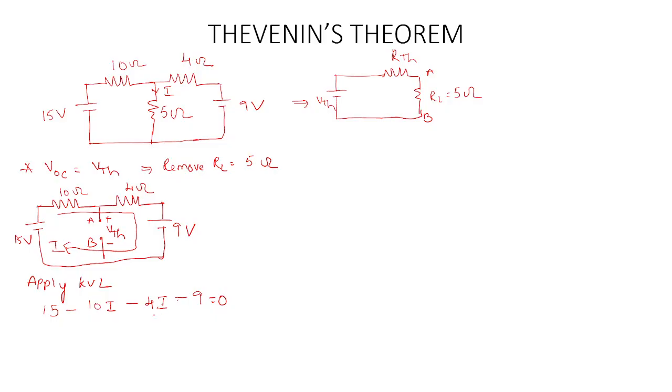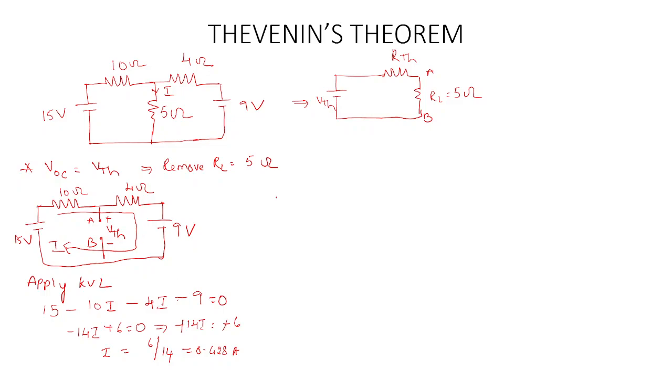So 10I plus 4I, it is 14I. 15 minus 9, it is 6. So minus 14I plus 6 is equal to 0, from which you can calculate the current as 6 by 14. If 6 is taken to the other side, minus 14I is equal to minus 6. So minus minus gets cancelled. I is equal to 6 by 14, which is equal to 0.428 amperes. Right. Then if you see into the circuit, I current is obtained.